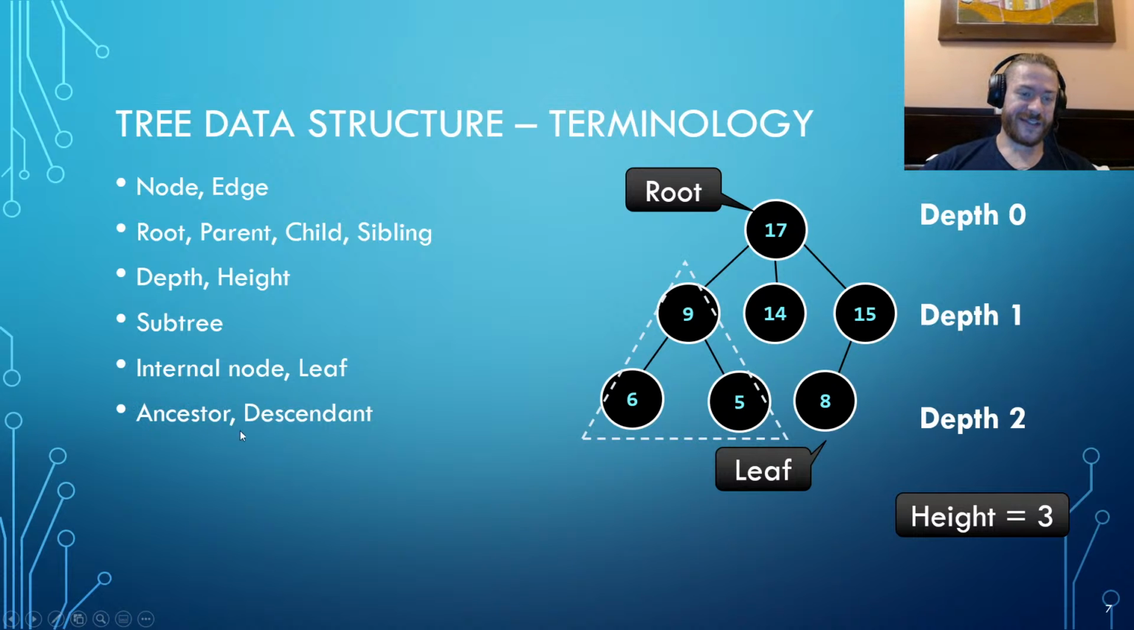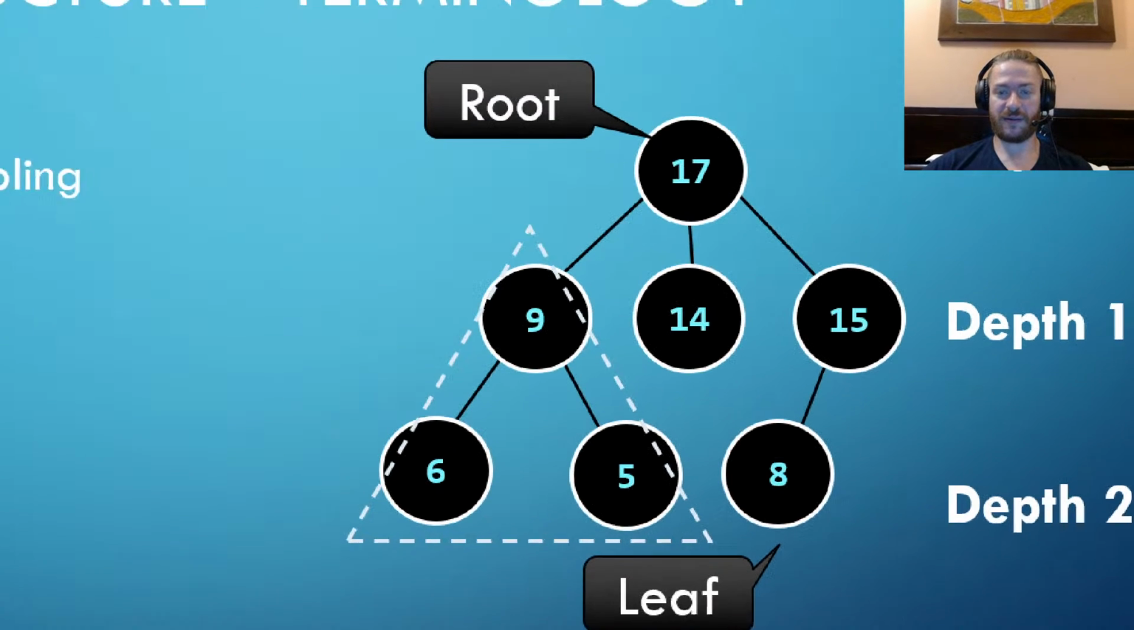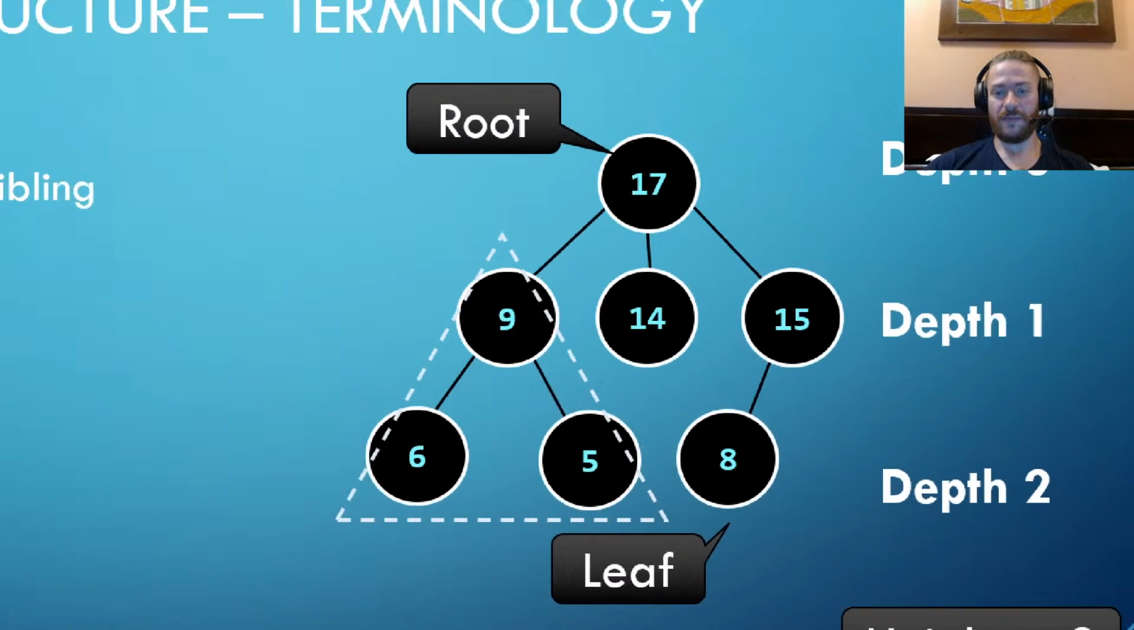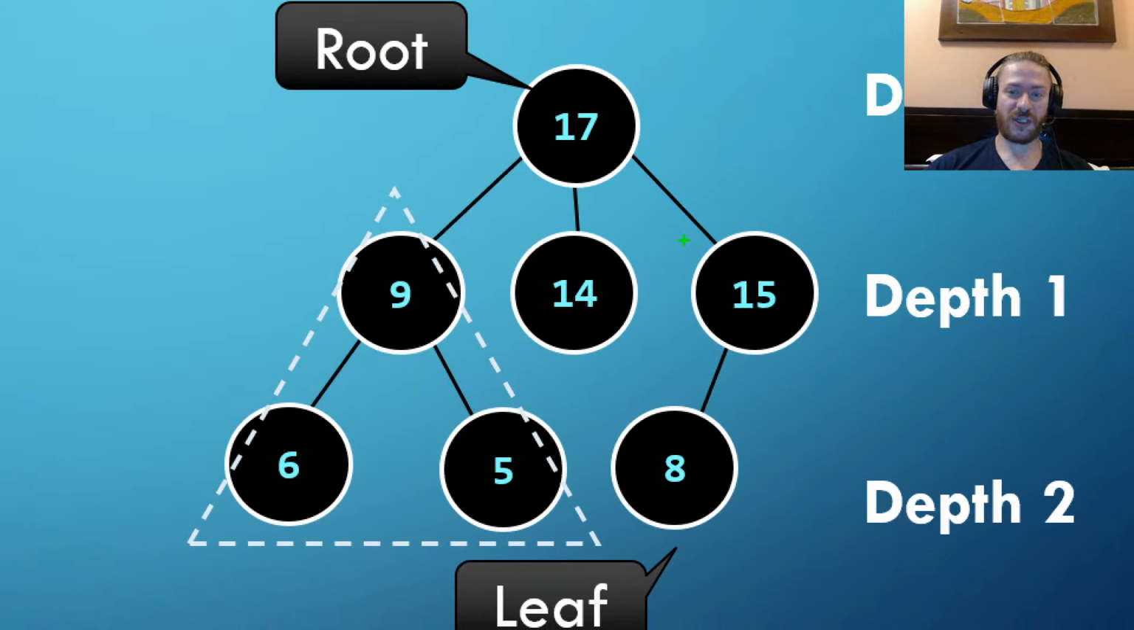We have ancestor and descendant, and these are just like the parent and the child, but it doesn't need to be directly connected. For example, 17 is an ancestor to 6, because with 2 connections we can reach it. And for example, 8 is a descendant of 17, because again we need 2 connections and we're going to reach it. The direction is always downwards. So for example, 8 is not a descendant of 6, because if we start from 8 we need to go upwards, and that's not correct.